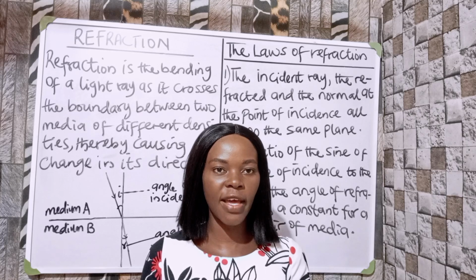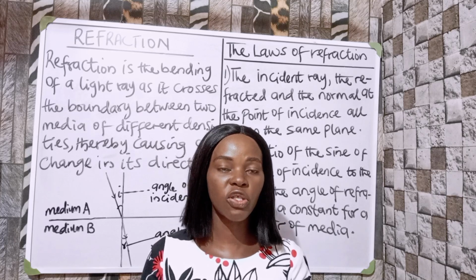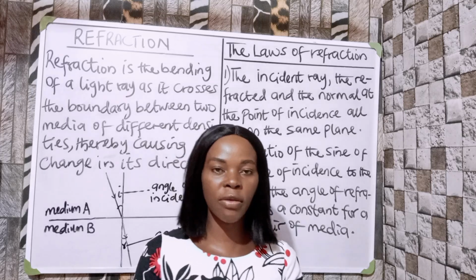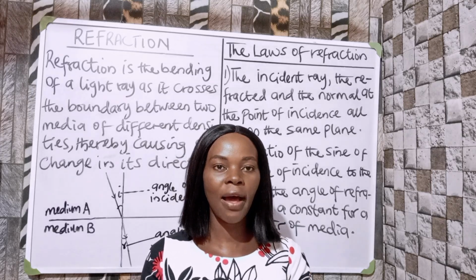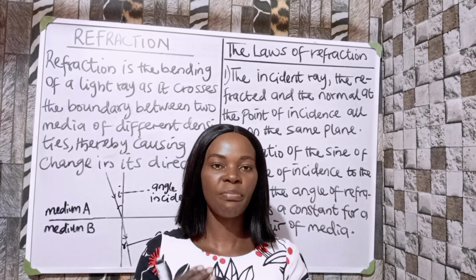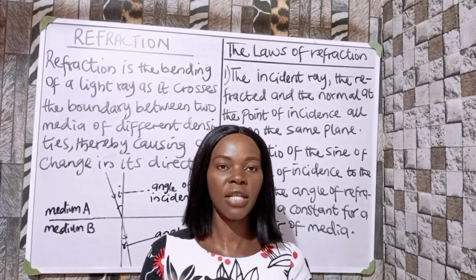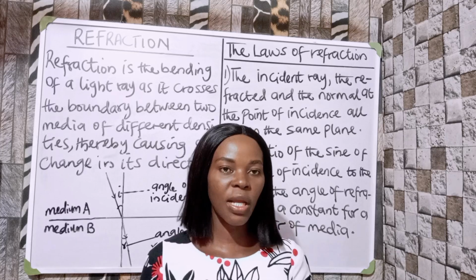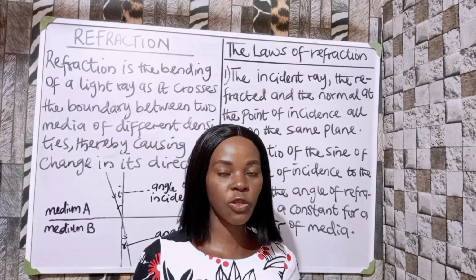Then why is that effect so? It's because of refraction. When light moves from one medium to another, because they have different densities, it tends to bend at the boundary between the two media, and that is what causes refraction. So let us look at what refraction is.